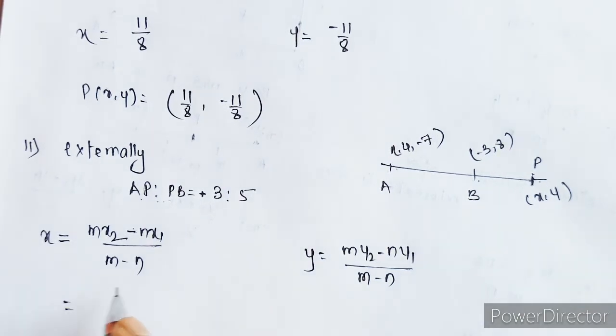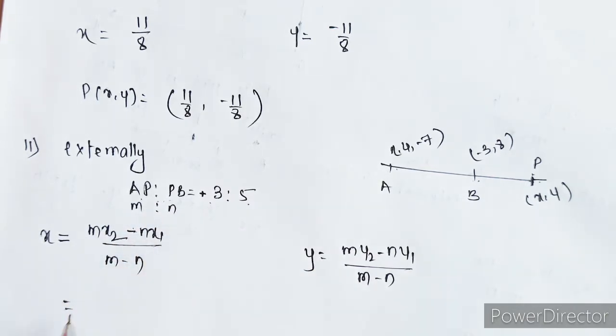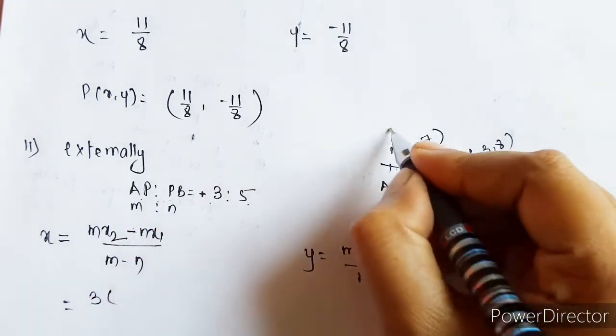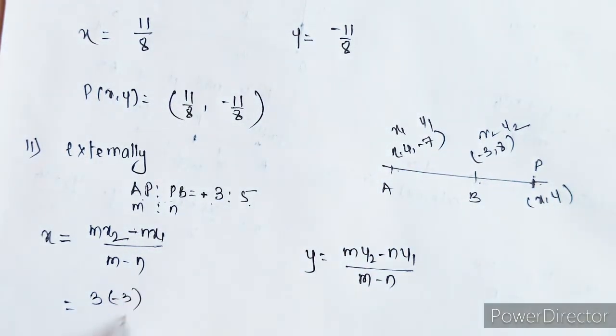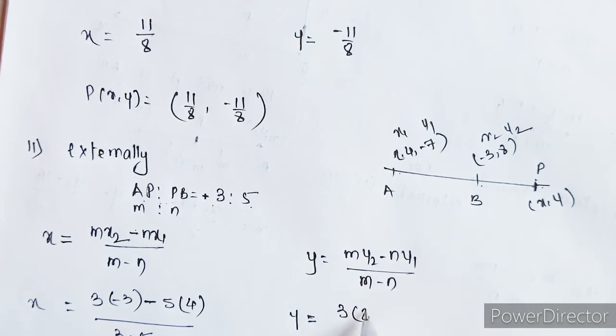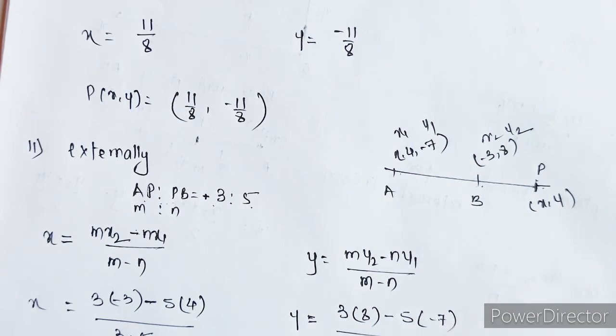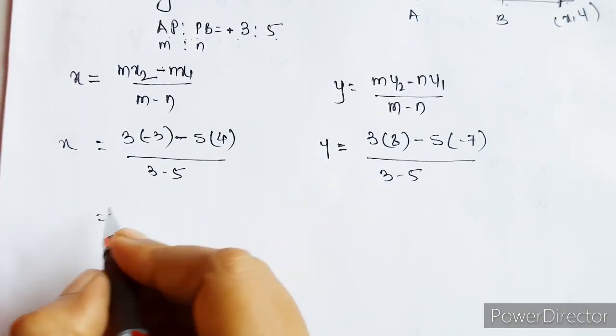So value for X, M is 3, M is to N, it is 3:5. X2, this is your X1, Y1, and X2, Y2. So X2 is -3, minus N is 5, X1 is 4 upon 3 minus 5. Similarly, value for Y, M is 3, Y2 is 8, minus N is 5, Y1 is -7 upon 3 minus 5. Okay. So we just need to simplify this now.